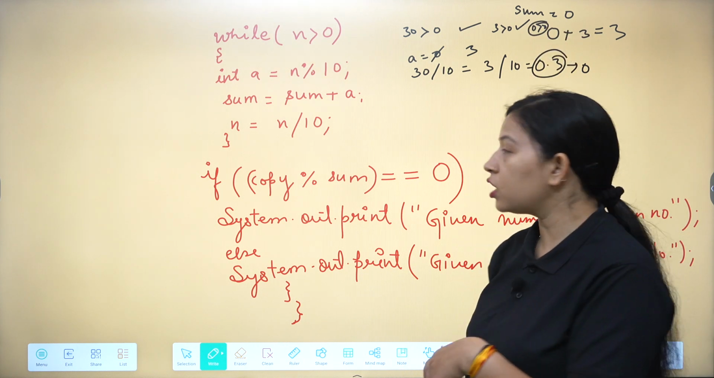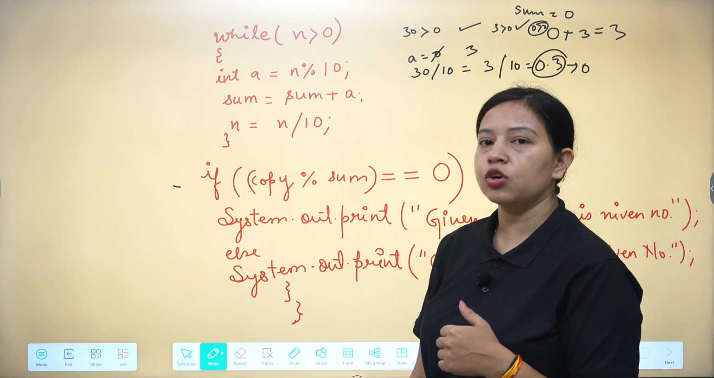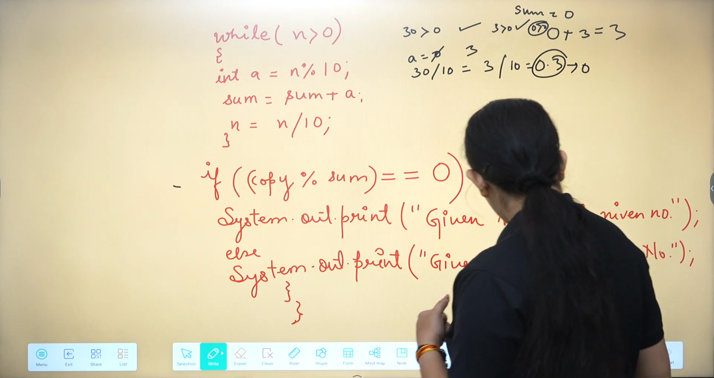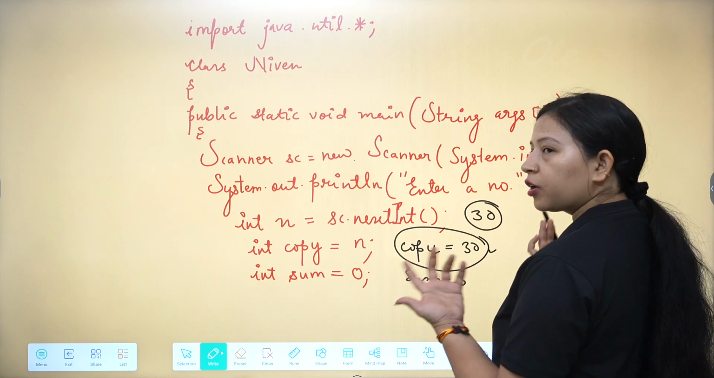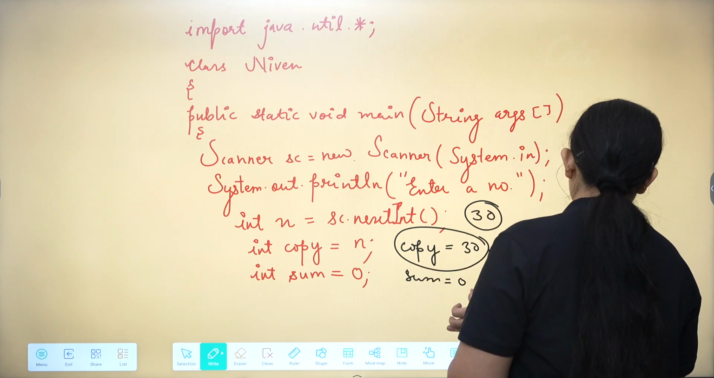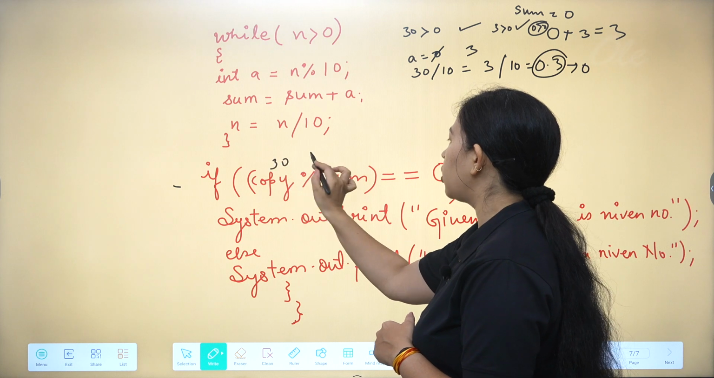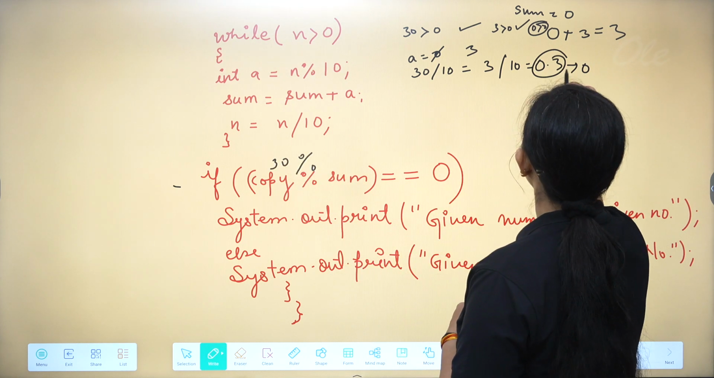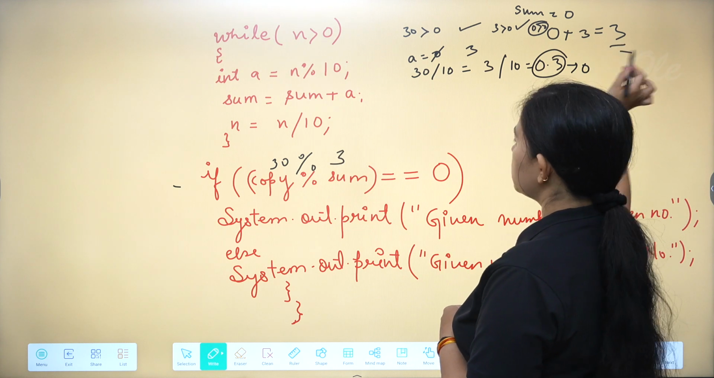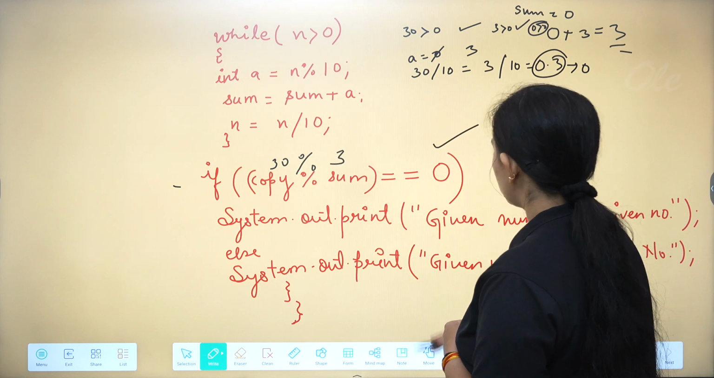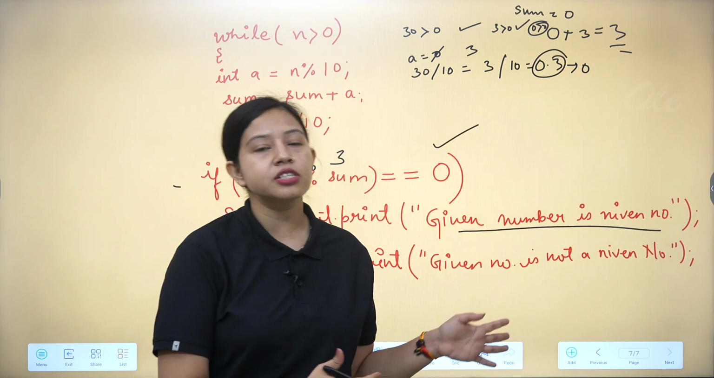Once the condition is false, just move further. You need to check the current value of copy. As I told you, the copy is already containing that same number, that is 30, because n automatically becomes 0 during that process. So we are very smart. We have taken the number 30, 30 modulus by the sum value, which is 3. Alright, the current sum value is 3, 30 modulus 3 is 0, the condition is true, the given number is an even number. That is the summary of this program.